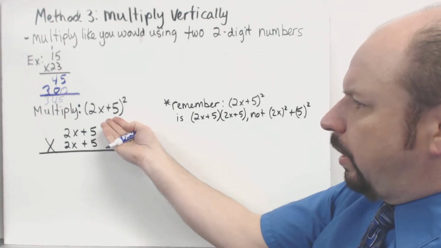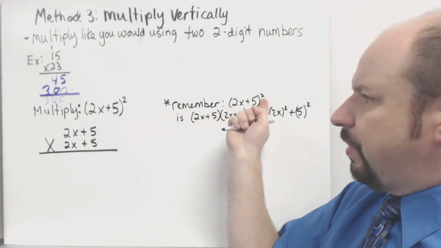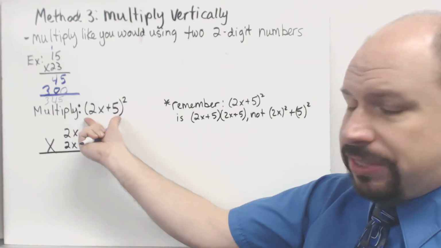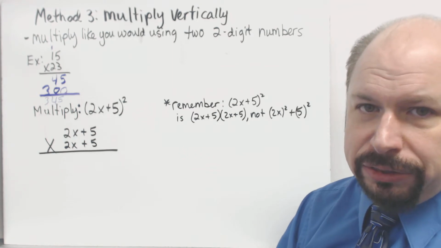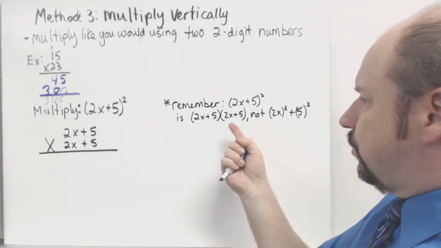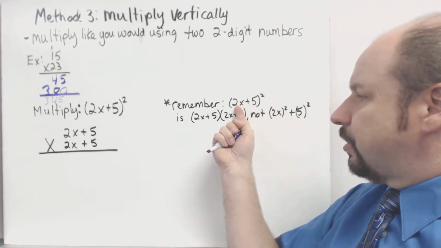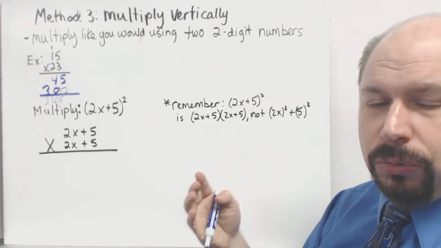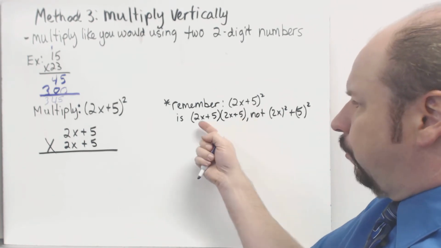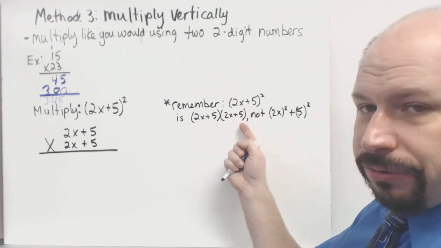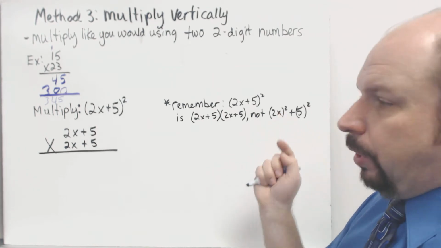So we're going to multiply 2x plus 5 quantity squared. Remember that when we have this squared here, this means that we're taking this thing right here and multiplying it by itself. One common mistake that students make is that they take this squared here and square this and square this. And what happens is you miss that middle term when you do that. So be careful. This is 2x plus 5 times 2x plus 5, not 2x squared plus 5 squared.